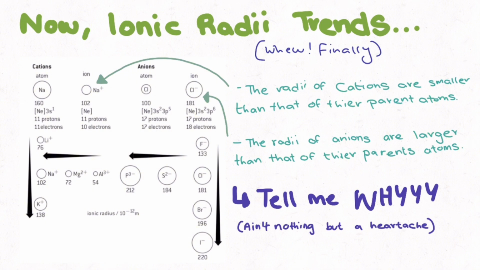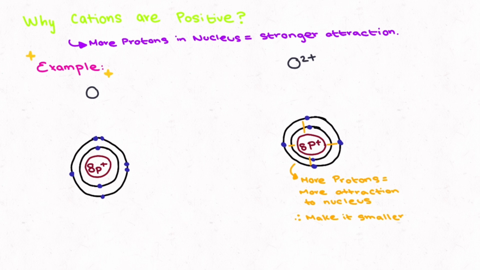So, why is this? Okay, so why are cations smaller? Cations are smaller because there are more protons in the nucleus, therefore a stronger attraction.